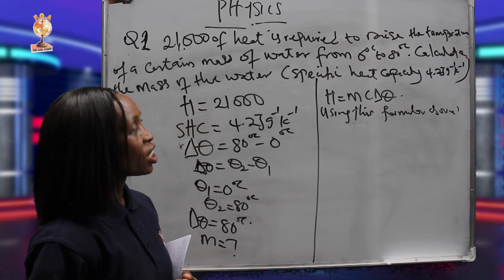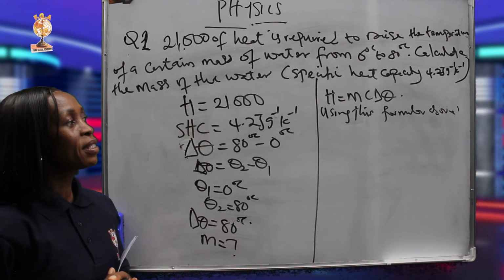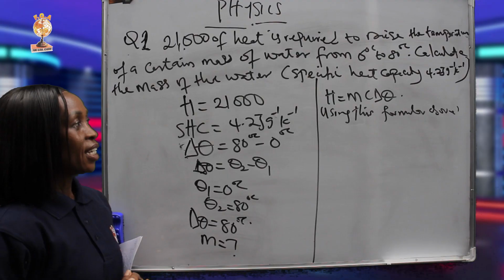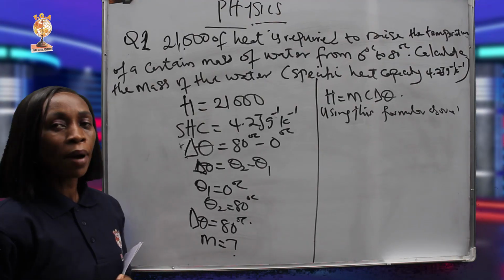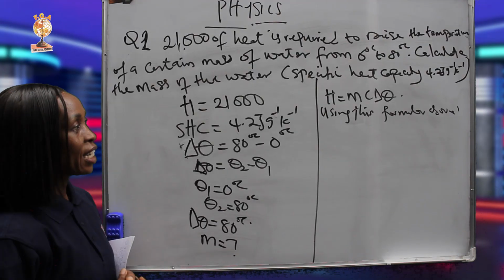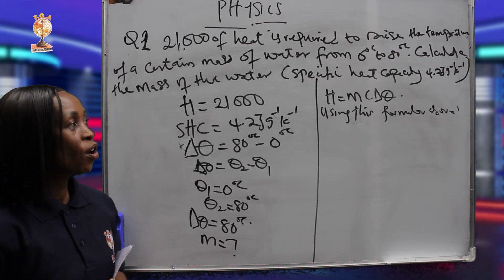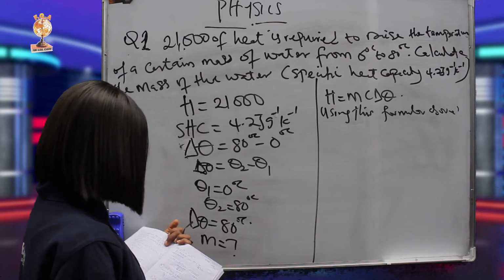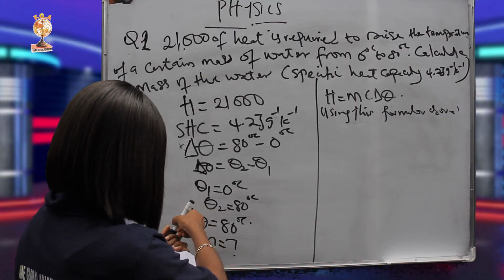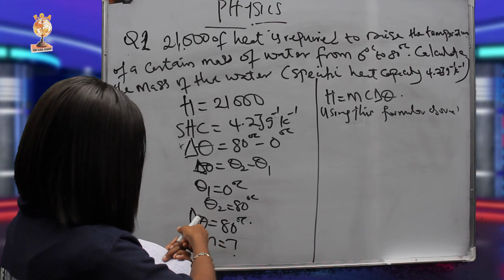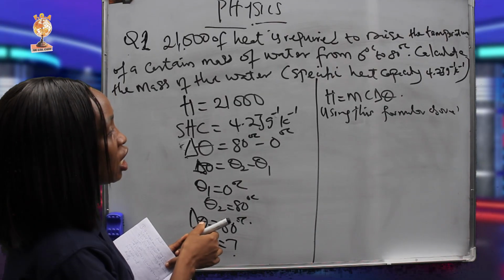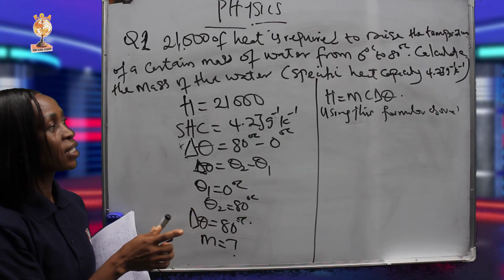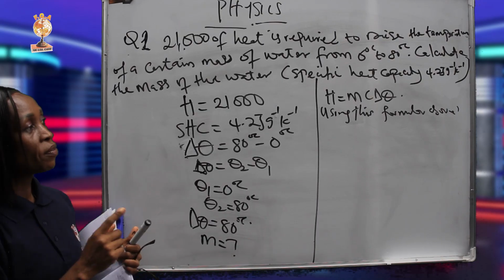So H, which is heat capacity, is equal to mc delta T. The M is representing the mass, which we are asked to look for. Delta T is the change in temperature. Then H is the heat capacity. And then C is representing the specific heat capacity. C is the symbol for specific heat capacity.